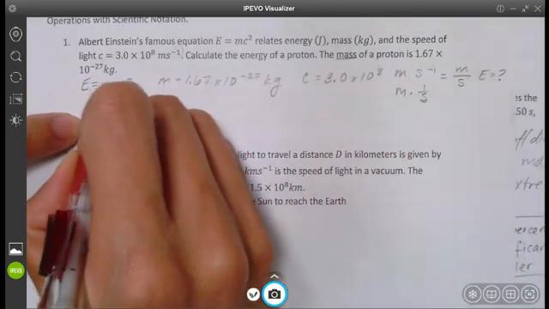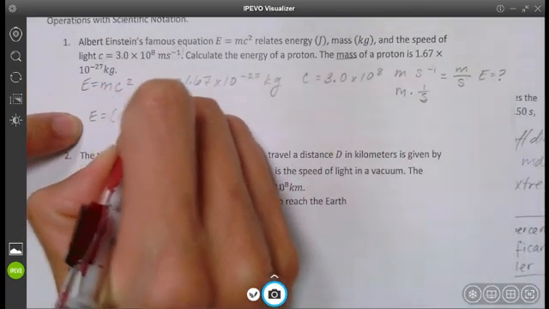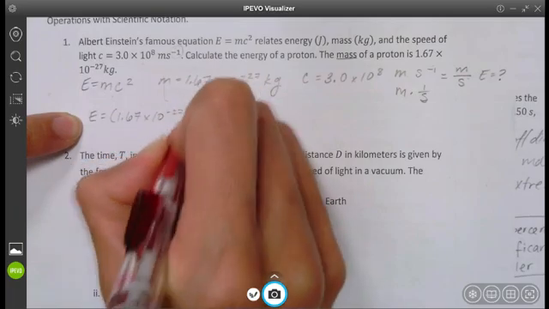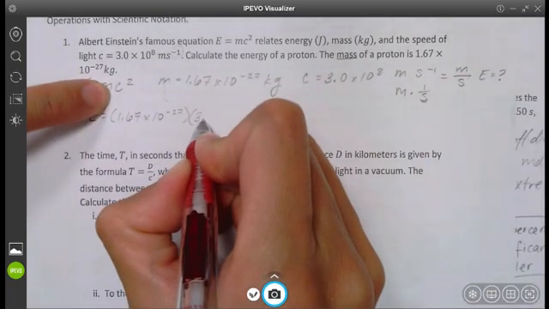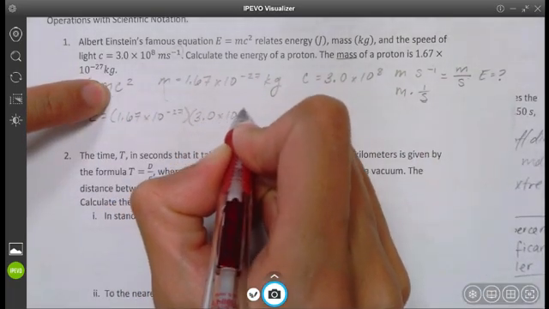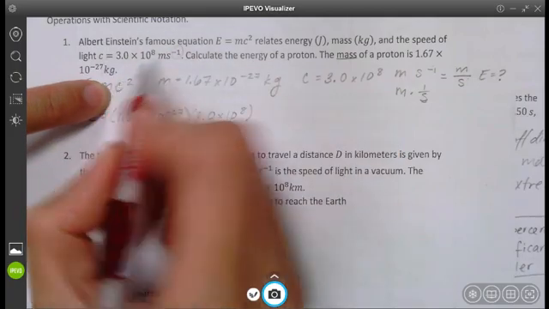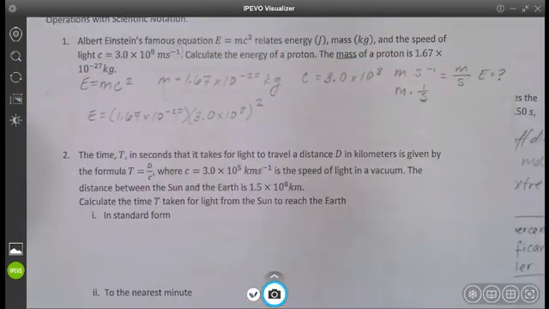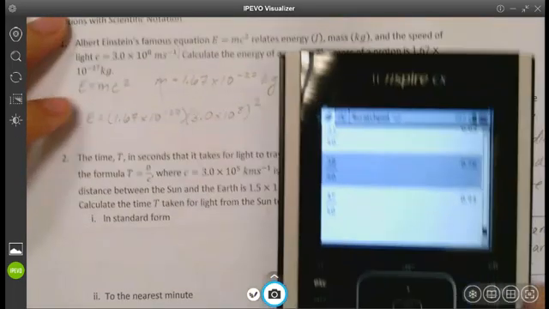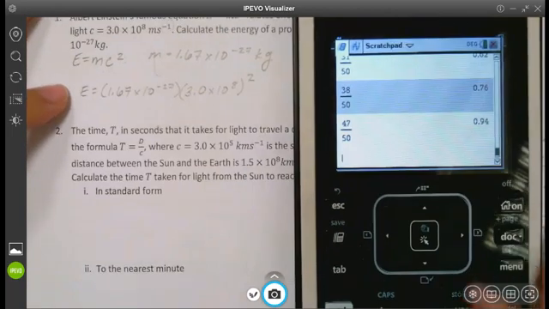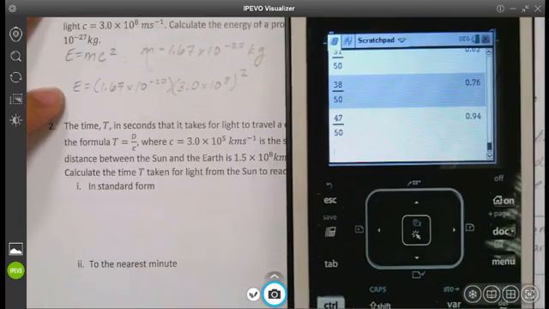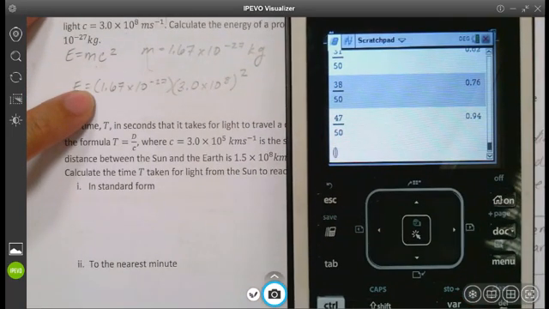So first we plug in mass, 1.67 times 10 to the negative 27. C, which is 3.0 times 10 to the 8th power. And notice that C is squared, so we have to square that. Do not do this by hand because you are allowed to use your calculator, and let your calculator help you. So go ahead and plug it all into your calculator. I'm going to put this in parentheses.